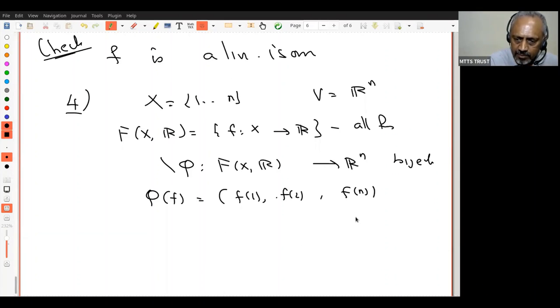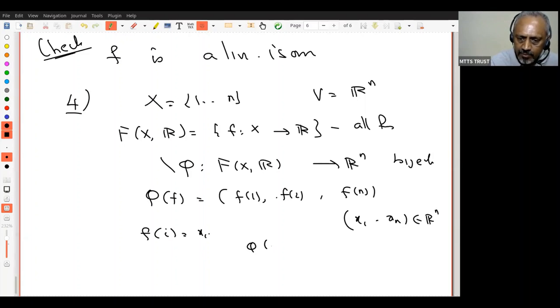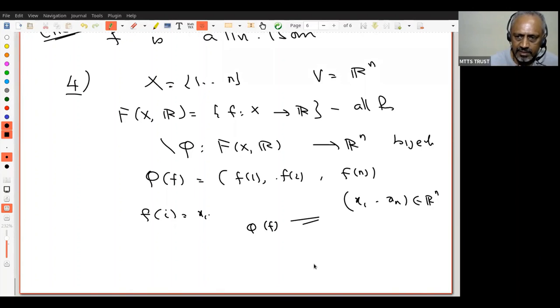And similarly, if you give me x1, x2, up to xn in R n, what is the f I have? Define f at i to be x at i. Then phi of f will be this x. Please check. I don't want to spend too much time since you have already done that. Therefore, phi is a bijection. And this is a linear isomorphism. This also you have checked.